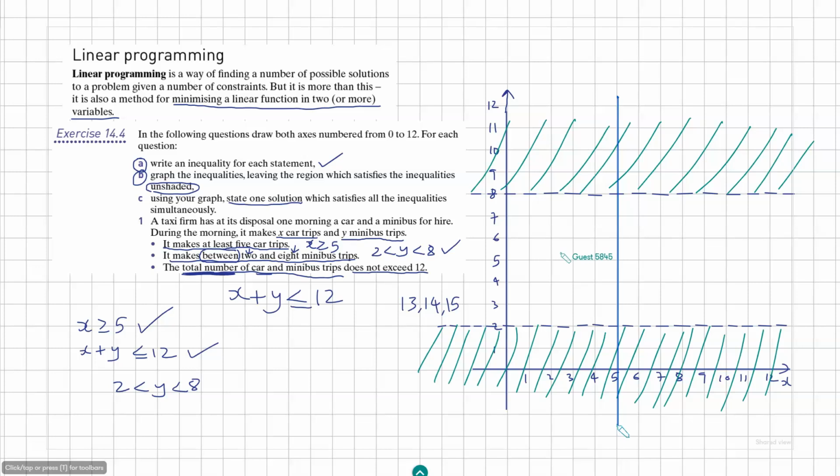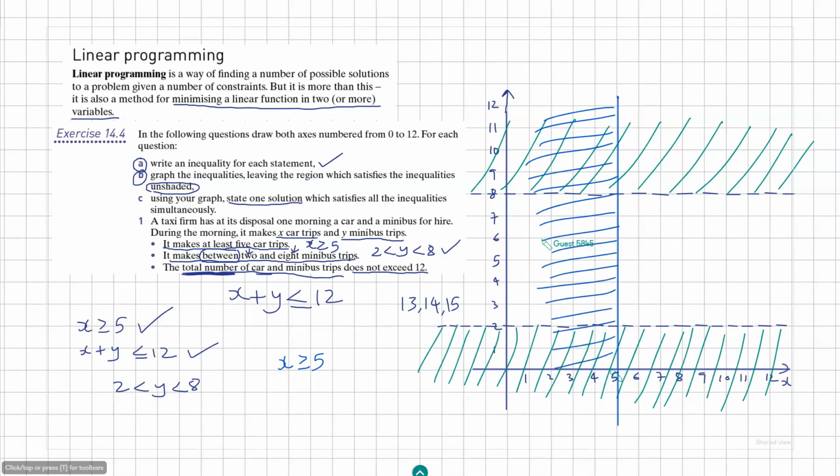Your inequality is x greater than or equal to 5, so which side of this line is your solution? This one. So you should shade this one, right? Yes. So this side you should shade. So you have shaded two of the inequalities now.